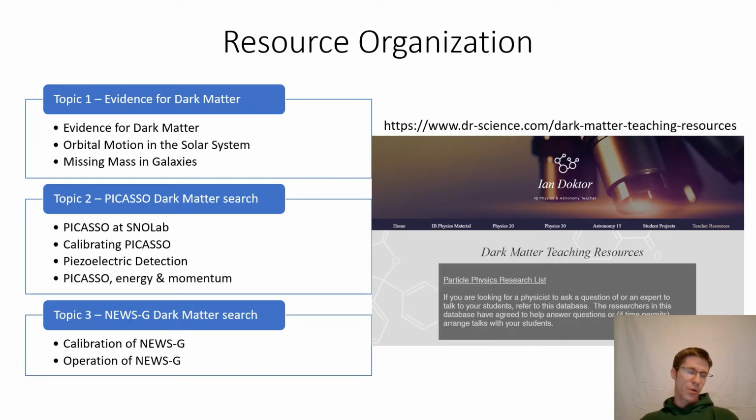So the resources are organized around 3 different topics. The first one is the evidence for dark matter, and this is usually drawing on more astrophysical sources. So observations of the motion of stars and galaxies and galaxy clusters, and comparing that to what we see in the solar system. The second and third topics are specific to particular dark matter experiments or searches, Picasso and USG, as Marie-Cécile mentioned. And within each of these topics, there's a variety of different activities.